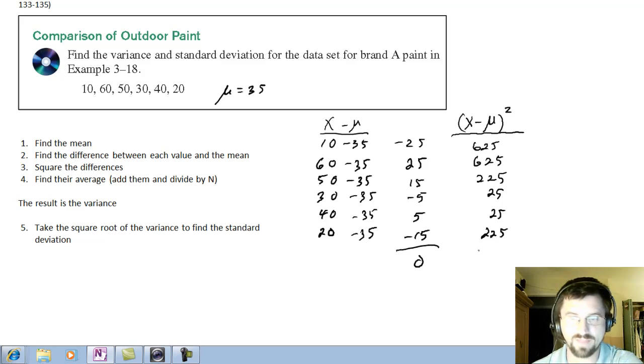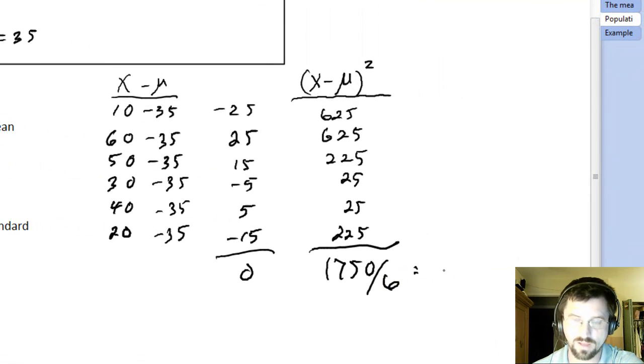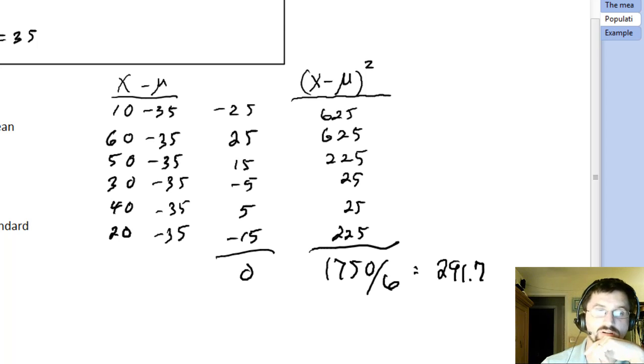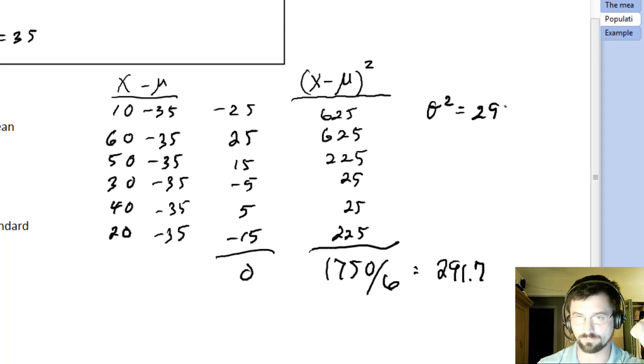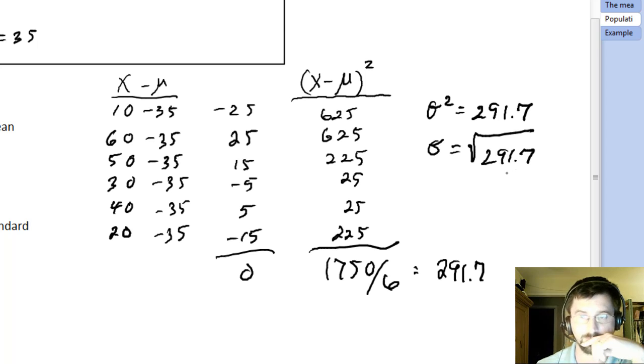Okay. Step 4, find the average of these. How do we find the average? We take the sum and divide it by the number, which is 6. And that's how last time we got the answer. I don't remember, 875 over 3 is 291.7. That's how we got that last time. Now, that result is the variance. So sigma squared is 291.7.